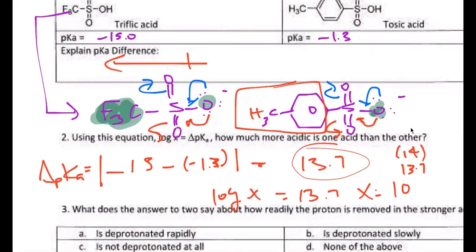What does that mean in terms of how fast H plus is coming off of triflic acid compared to toxic acid? It means for every one proton that comes off of toxic acid, how many are coming off of triflic acid? 10 to the 14th. That's a big, big difference in acidity. Huge difference. All right, let's go to the next question.